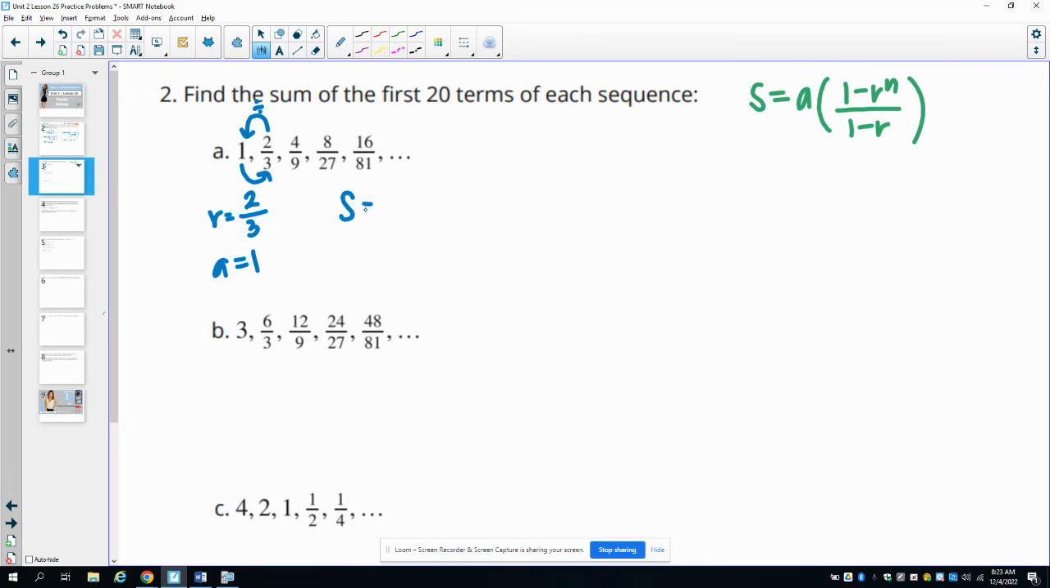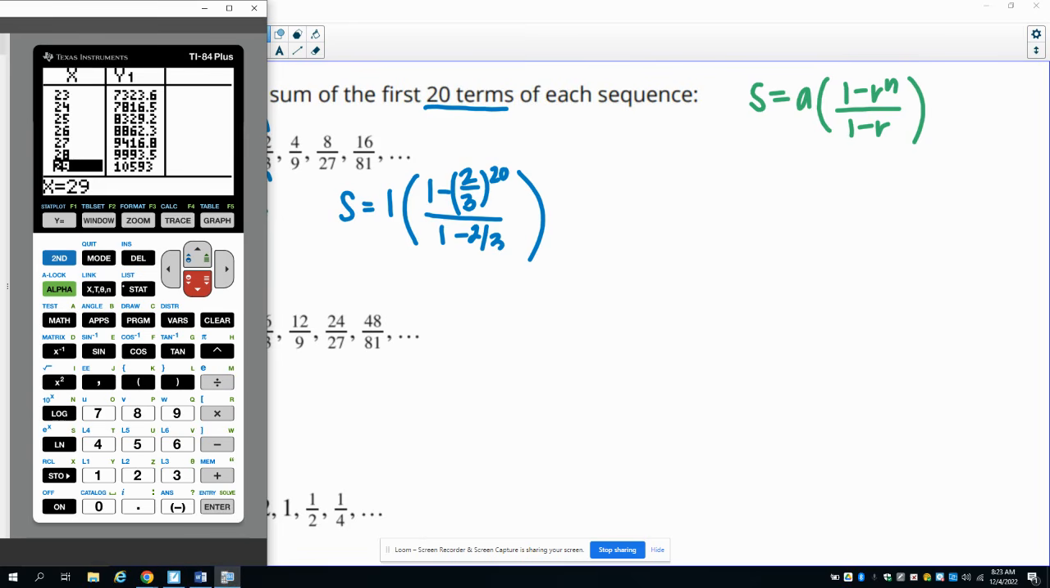So our sum is going to equal 1 times 1 minus R, 1 minus the rate, which in this case is 2/3. And then to the 20th power, because we're plugging in 20, this is our n. So 2/3 to the 20th, and then divided by 1 minus 2/3. And so you'll want to type this into your calculator. So let me just show you how to do that.